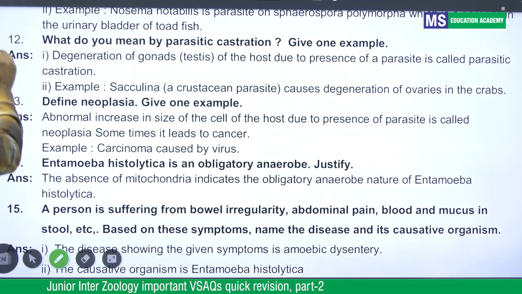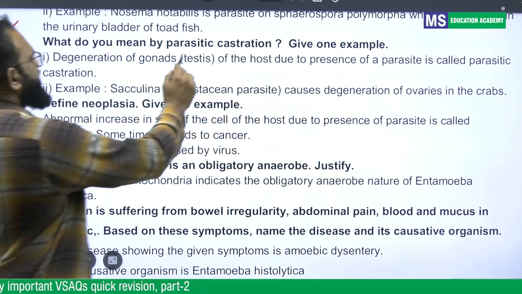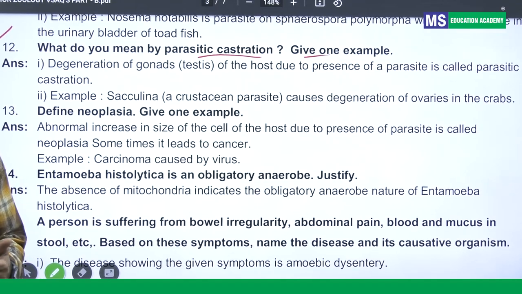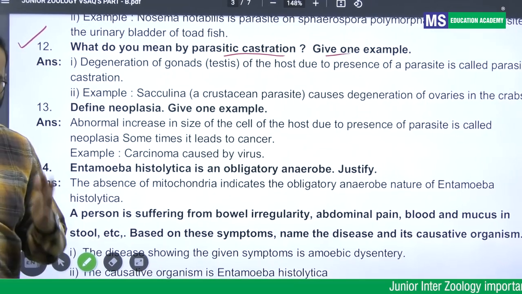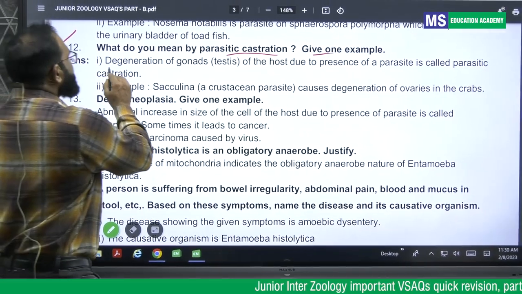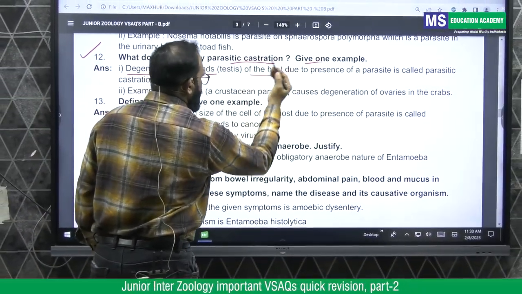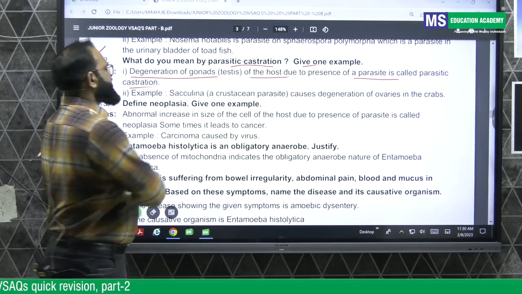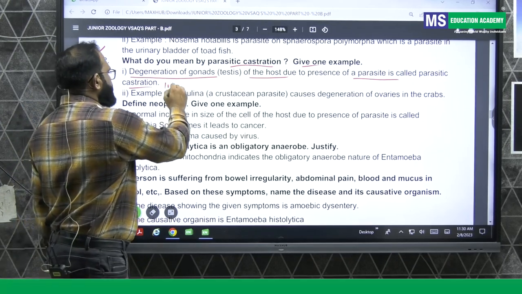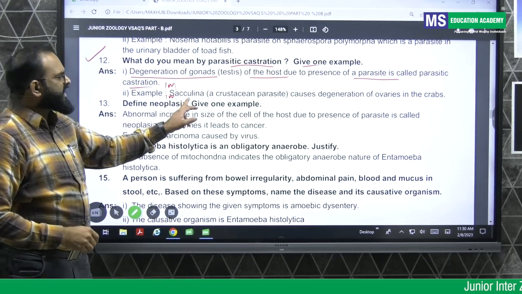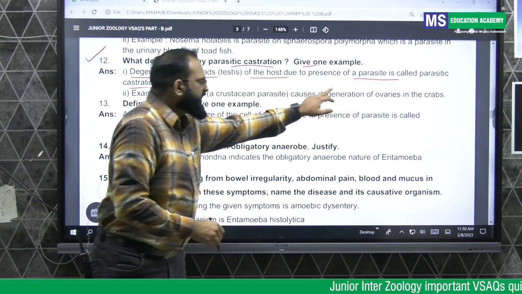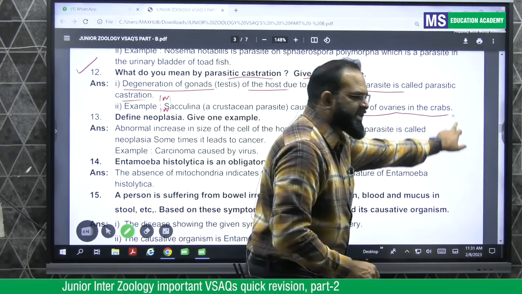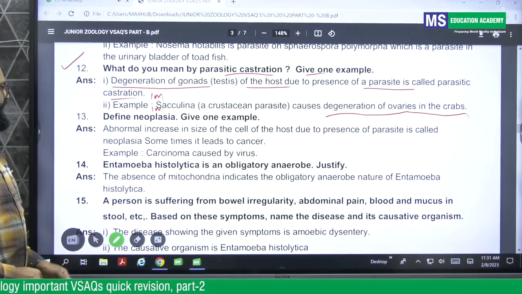Next question, what do you mean by parasitic castration? Give an example. You know, castration means gonads become inactive, sterile. So degeneration of gonads of the host due to the presence of a parasite is called parasitic castration. 1 mark, another mark, example, Sacculina is a parasite, it causes damage or degeneration or inactivation of ovaries in crabs.